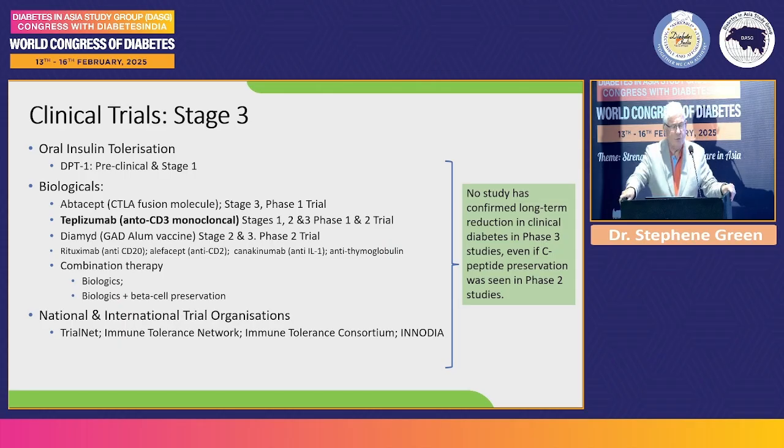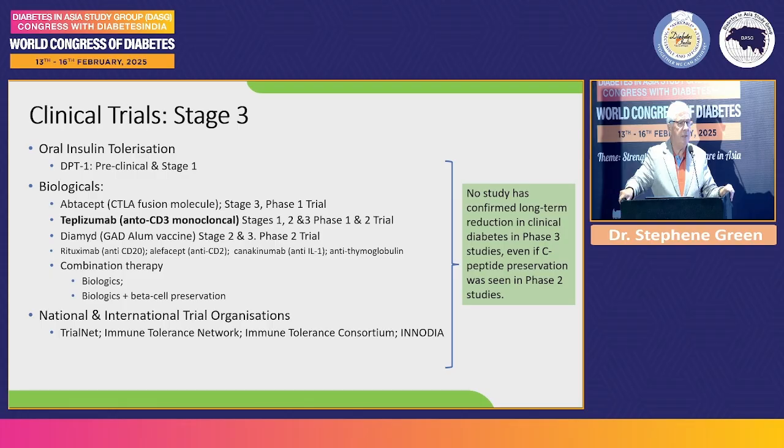And so these are the sorts of studies which have been done over the last few years. You've got the whole initial program, which was done several years ago now, of the oral insulin tolerization, where you basically gave people in various forms insulin to see if that altered the actual progress of the damage to the beta cells. And subsequent to that have been all sorts of biologicals, and there's a whole list of them here.